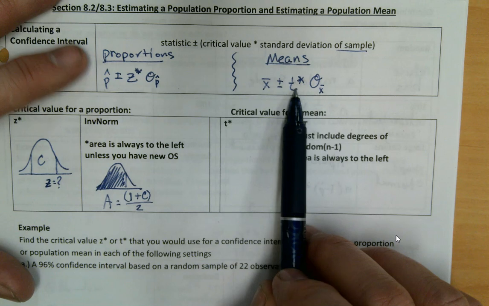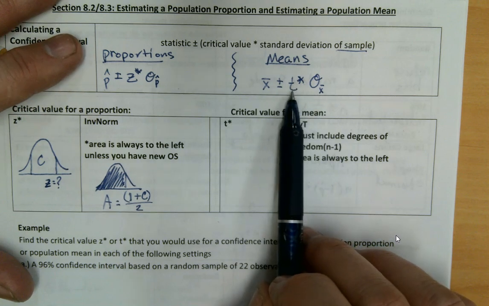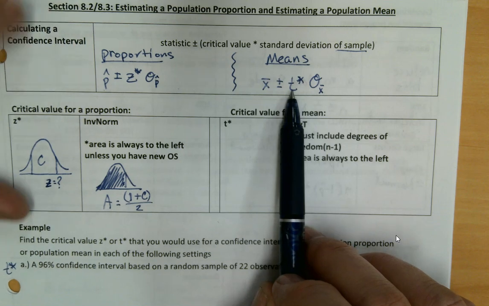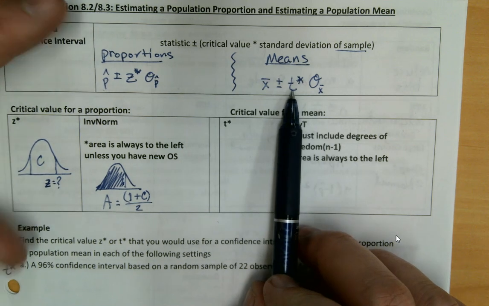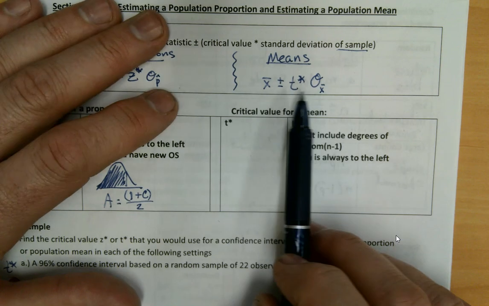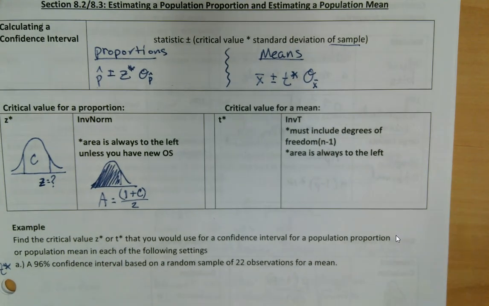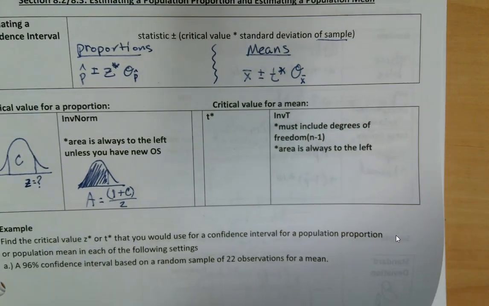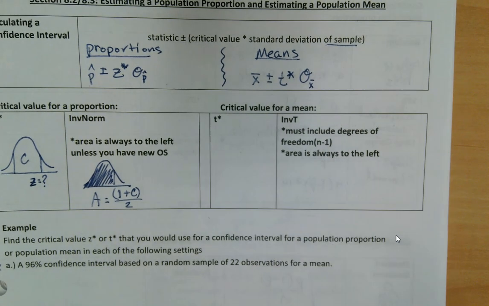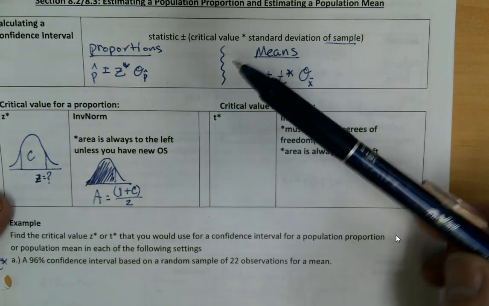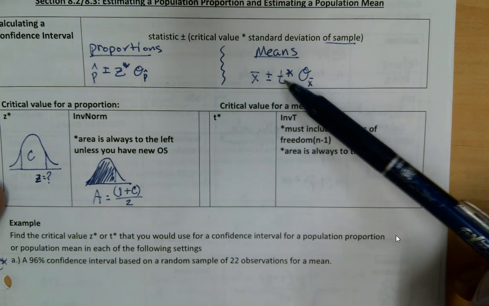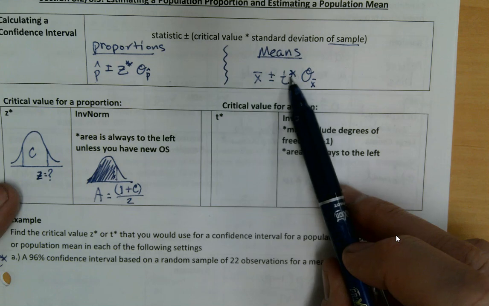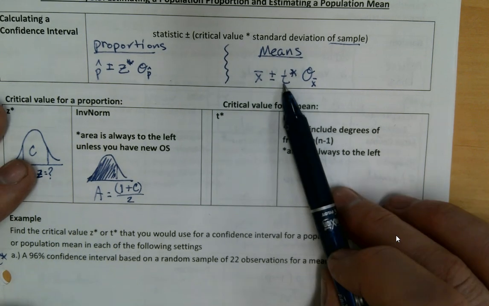The first thing that happens, though, is this T star versus a Z star distribution. I'm not going to spend a lot of time talking about a T star distribution because it's not something that's heavily hit on AP, but I do want to spend a little bit of time on it because it is something that AP will hit. So those of you taking the AP test, you'll need to have a little bit of an understanding of T star. Everybody will have to understand how to find it and how we work with it.